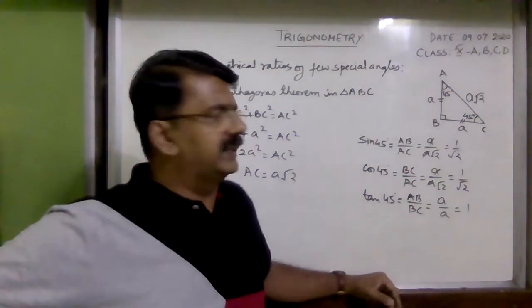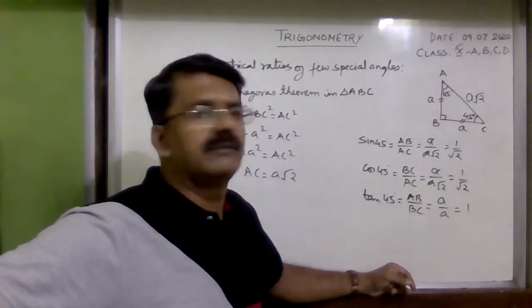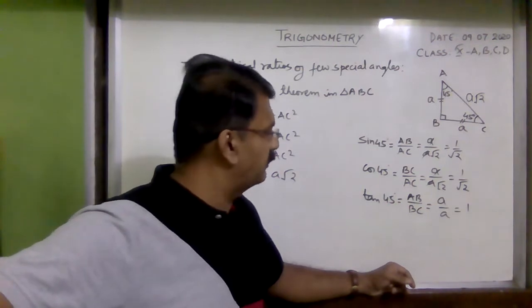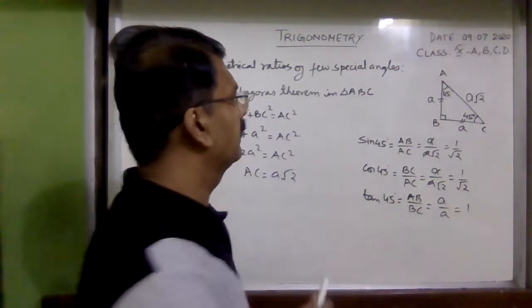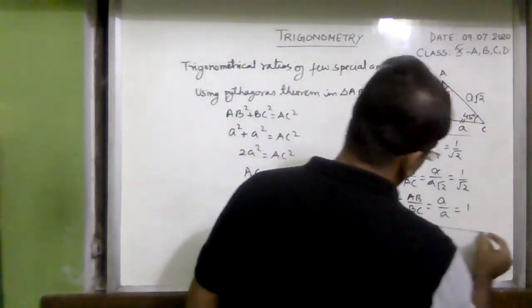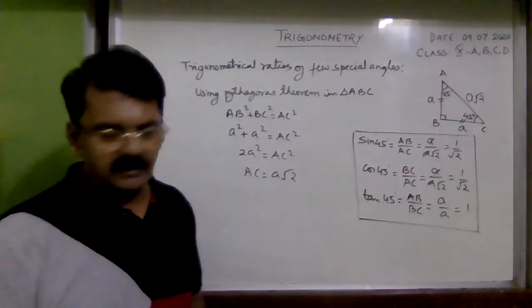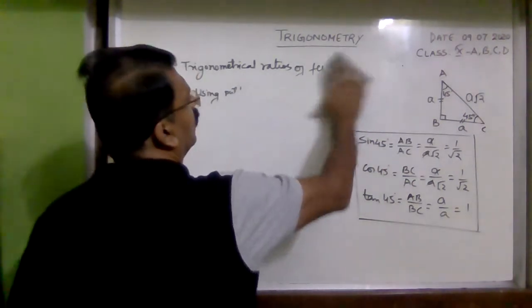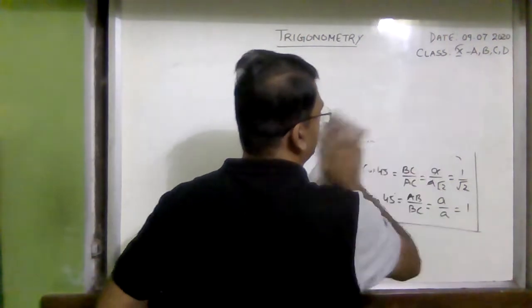If you take the reciprocal of these values, means the reciprocal of sine 45 will give you cosec 45, reciprocal of cos 45 will give you sec 45, and reciprocal of tan 45 will give you cot 45. Clear? Okay, now we will find the value of few more special angles.